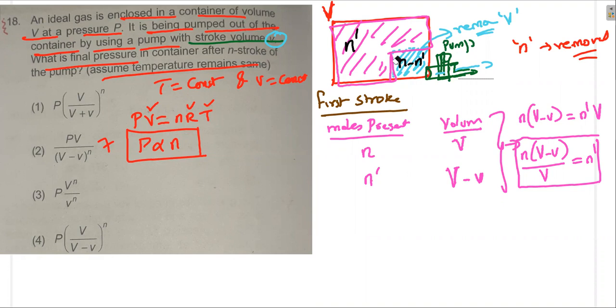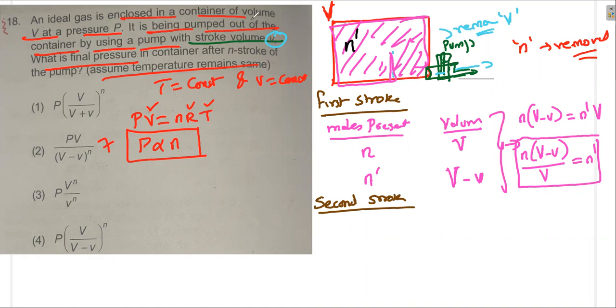Once the first stroke is over, understand what will happen. This blue region of the gas is sucked out. Now let's say the pump is turned off. This n prime portion of the gas occupies the full volume. Just to see one stroke, that is what happens. Now I'm going to turn on the pump for the second time. So let's say the second stroke.